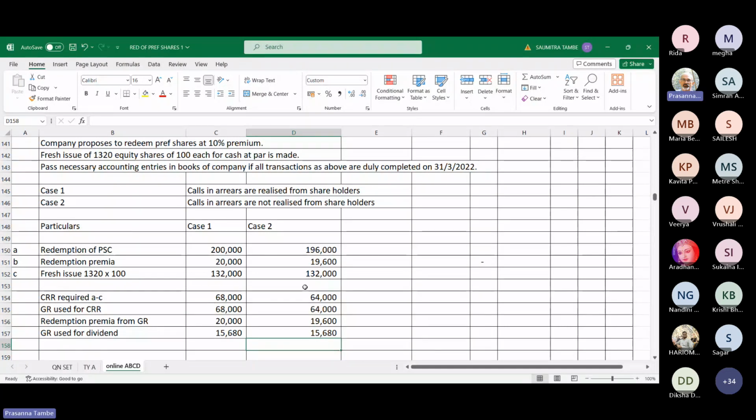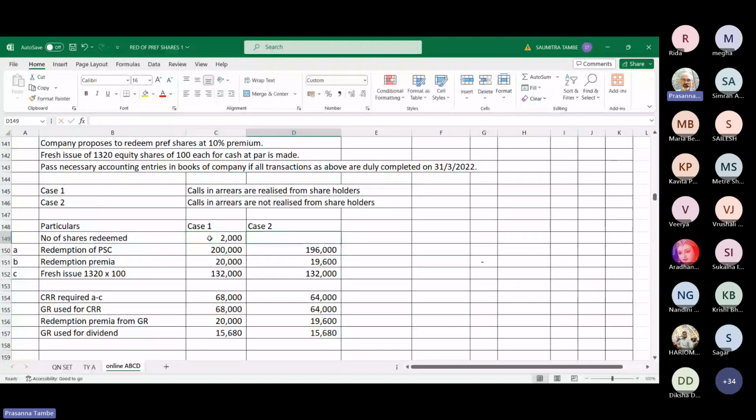Okay, so these are the calculations for case 2 as compared to case 1. Now you can see there is a change in the calculation because the number of shares under redemption are different. If you want, you can add here one item, number of shares redeemed. Here it is 2000 and here it is 1960.